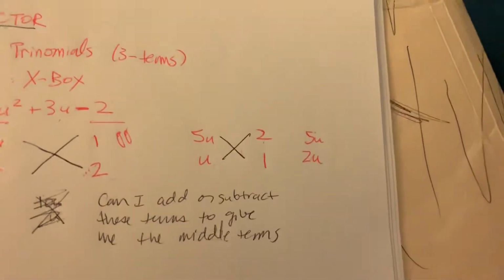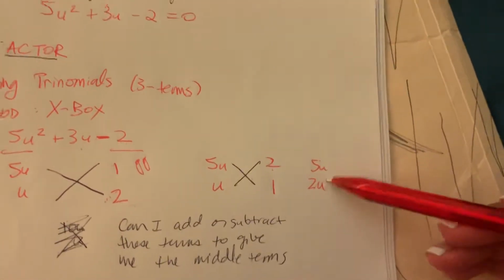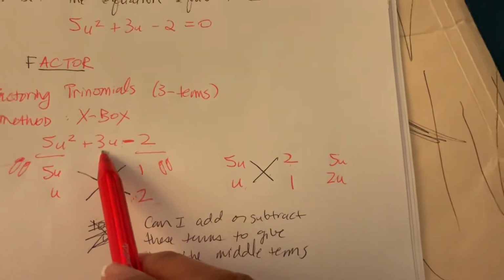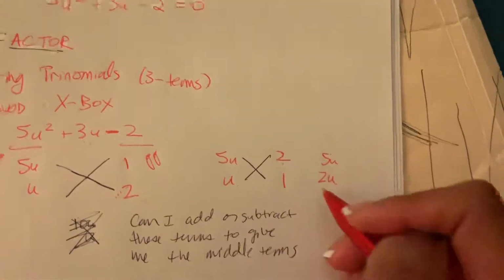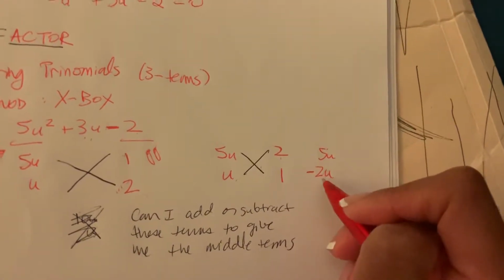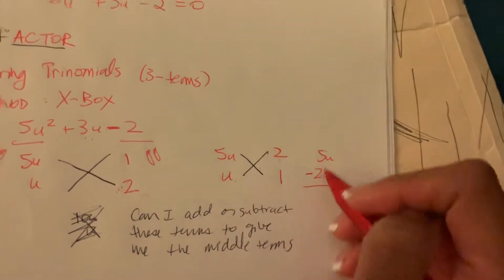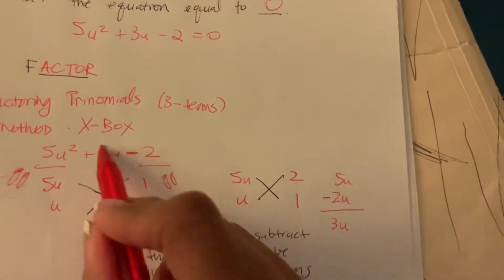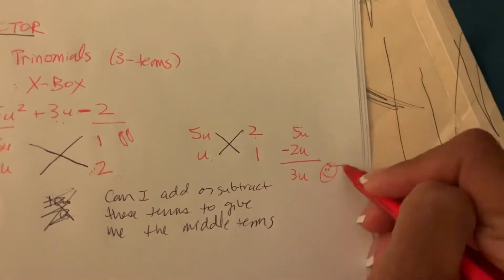And then I ask myself the same question. Can I add or subtract these to give me the middle term 3u? And the answer is yes. I can subtract the 2u from 5u. So 5u minus 2u will give me 3u. Ding, ding, ding. That gives me the middle term. So I know that these numbers work.